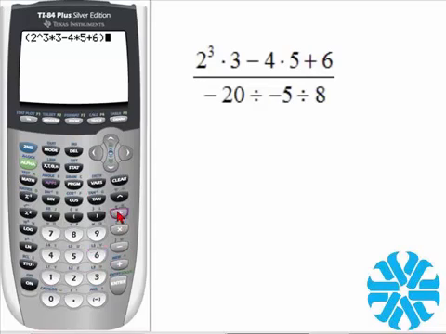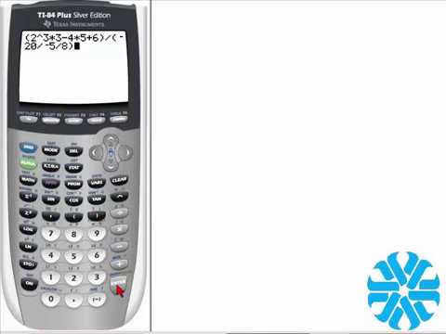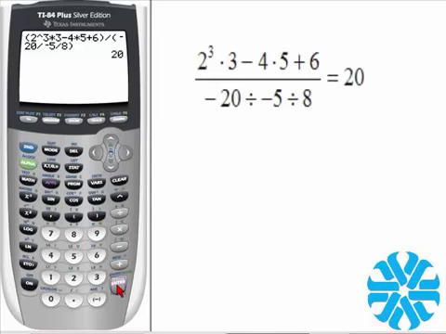Now we're going to divide that by the denominator, so we need to start a new grouping symbol. So we have negative 20 divided by negative 5 divided by 8. And that finishes the denominator, so we're going to close the grouping symbol and we hit enter to get our answer. And you can see our answer is 20.